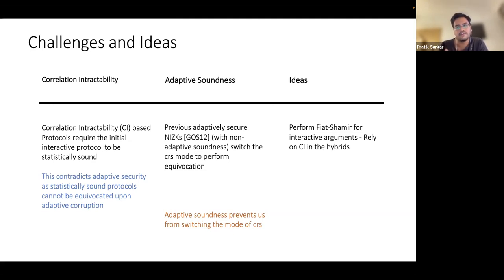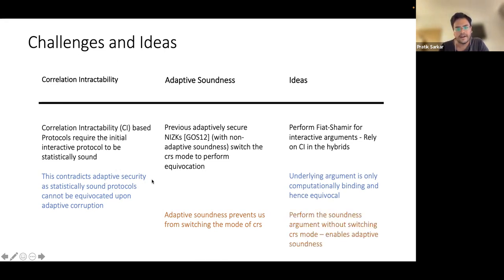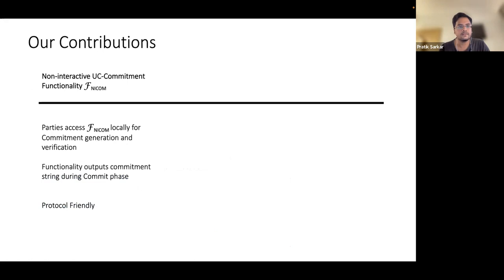We do this by relying on CI in the hybrids. And our underlying proof system is an argument. As a result, it's computationally binding and hence equivocal. And this allows us to get security against adaptive corruption. And finally, we perform our soundness argument without switching the mode of the CRS. As a result, we obtain full adaptive soundness.